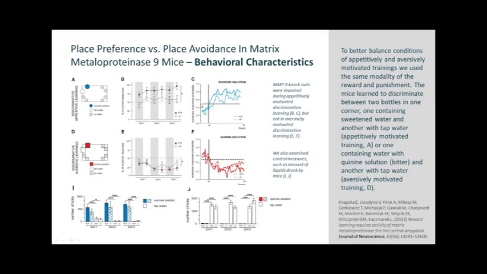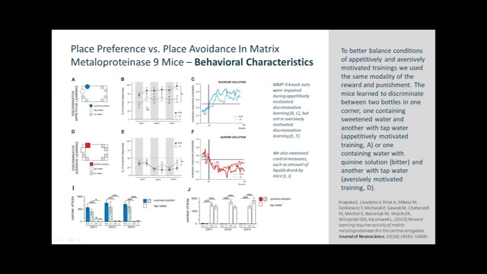And here are the results. So here is a probability of nose pokes made to the correct or incorrect bottle. The chance level is 0.5, and you can see that wild type mice perform this task better. Whereas in the aversively motivated task, we did not observe any differences.